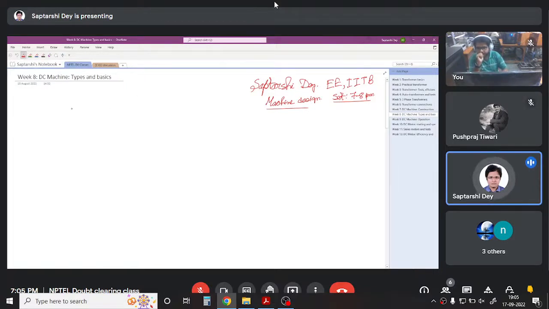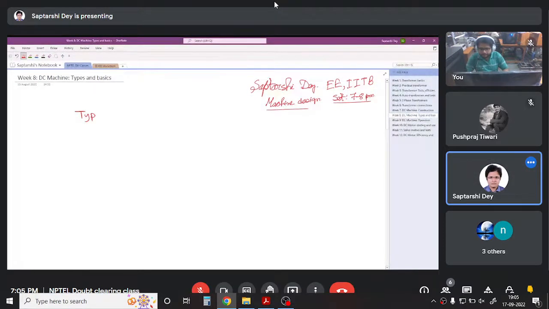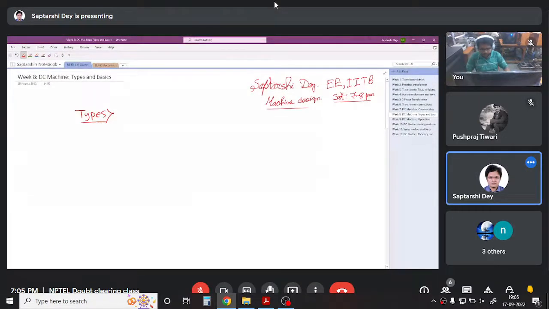Okay, then we will start with DC machine types depending on their field connection. Last week I told that I will discuss why DC machines are still used. I did not do that. So maybe today we will see why it is still used or still taught also.